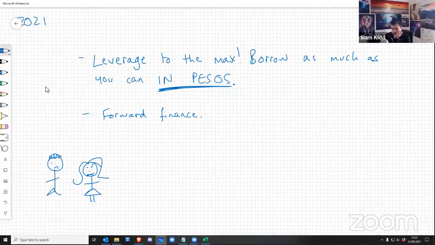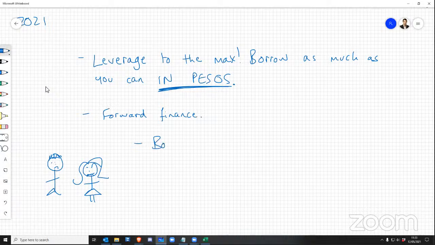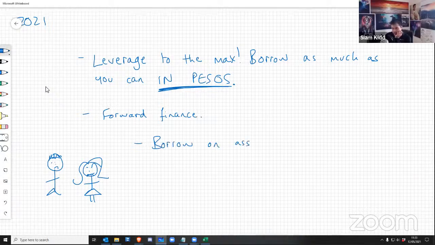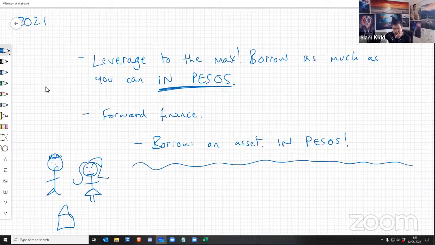So forward finance. You also need, if you have any assets, borrow on assets. So you could be sat in a house, you could have a house. Well, remortgage it. Borrow, lever your house to the max, again, in pesos. Now, here's the thing. Hopefully, you're now sat in lots of pesos.